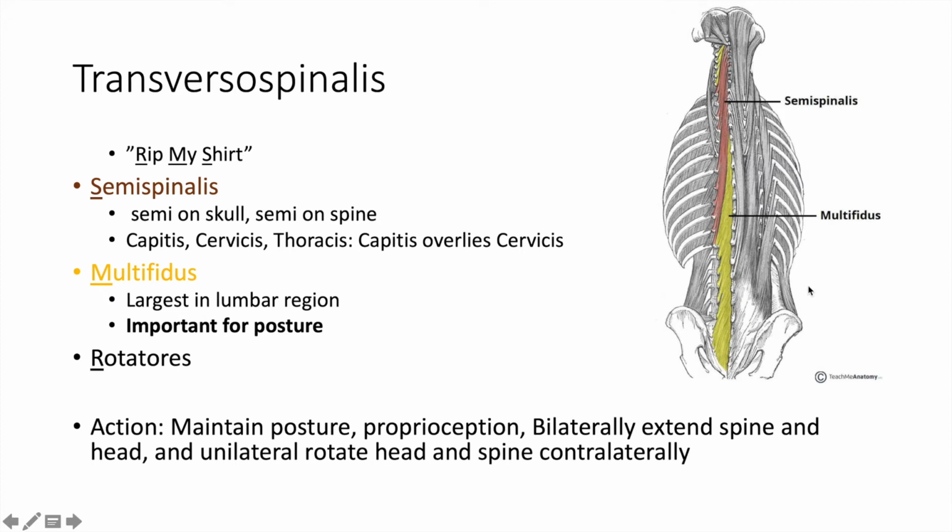Multifidus is largest in the lumbar region, and that's probably where you're going to see it in lab. It's important for posture. The action of these muscles is to maintain our posture, proprioception, bilaterally extend the spine and the head, and unilaterally rotate the head and spine contralaterally.